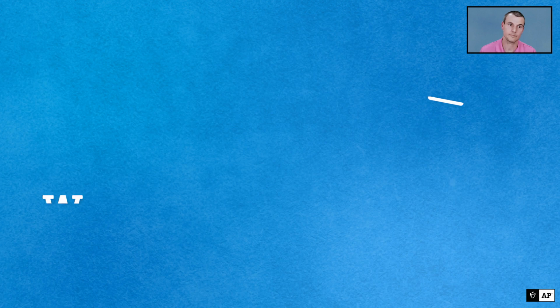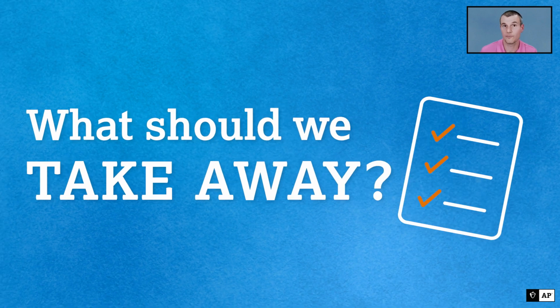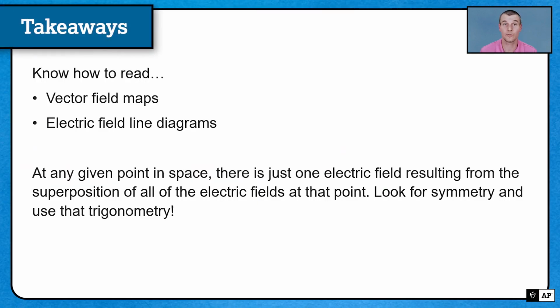So what should we take away from this video? The main thing is knowing how to read a vector field map versus an electric field line diagram. If one of these things pops up, you should know exactly what it is that you're looking at. Also, at any given point in space, there's only one electric field resulting from superposition of all the different electric fields. So it's not this one, this one, this one, this one. It's just all of them tail to tip to sum to find the one resultant vector. And you want to look for symmetry and use that trig to help you solve that effectively.